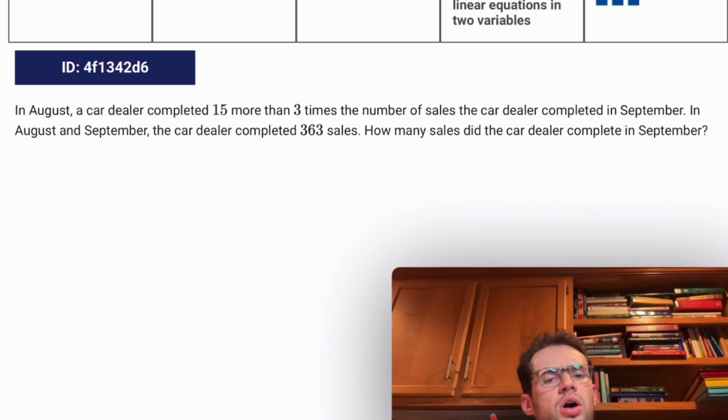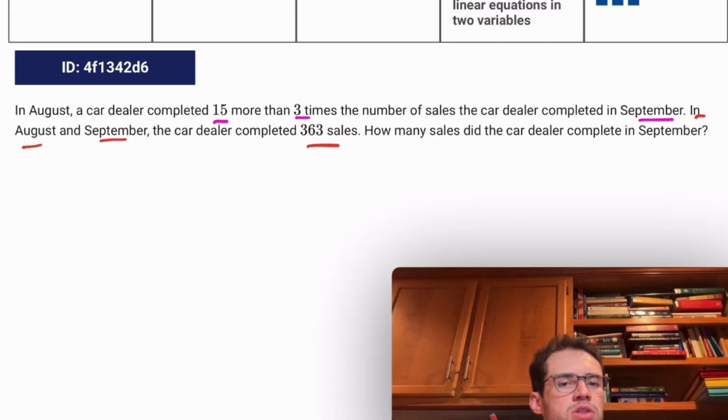In August, a car dealer completed 15 more than 3 times the number of sales the car dealer completed in September. In August and September, the car dealer completed 363 sales. How many sales did the car dealer complete in September? So let's make two variables.